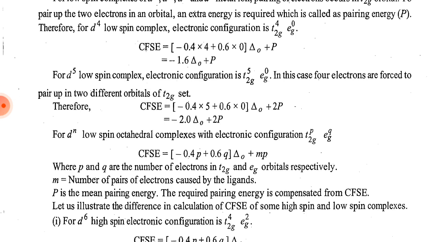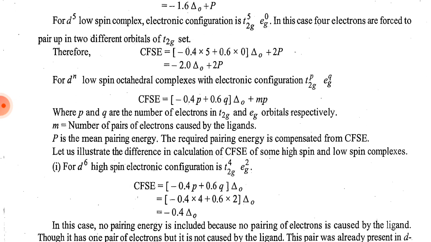For a d5 low spin complex, the electronic configuration is t2g5 eg0. In this case, four electrons are forced to pair up in two different orbitals of the t2g set. CFSE is equal to minus 0.4 multiplied by 5 plus 0.6 multiplied by 0, in bracket, delta 0, plus 2P, equal to minus 2.0 delta 0 plus 2P.